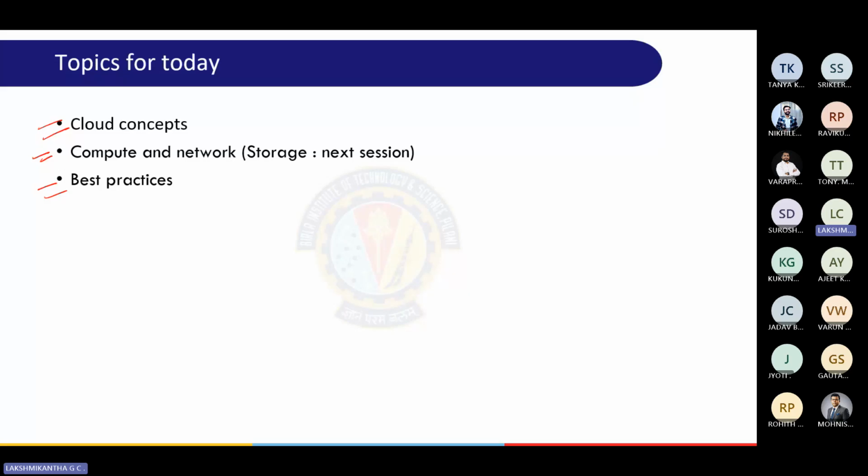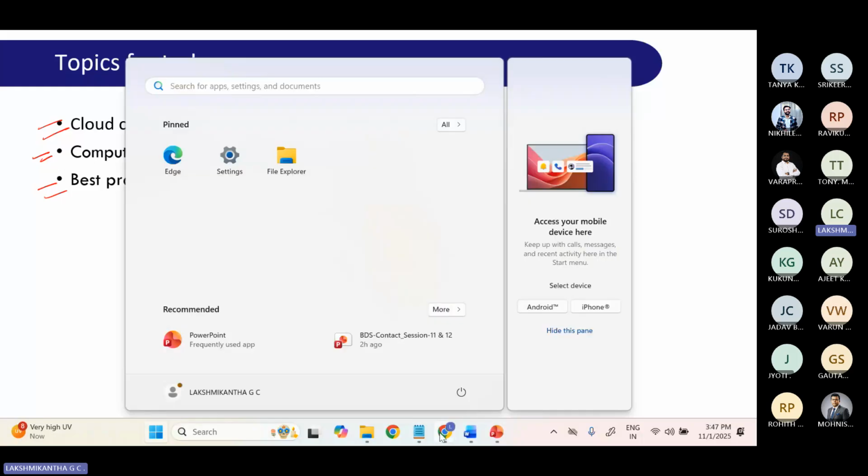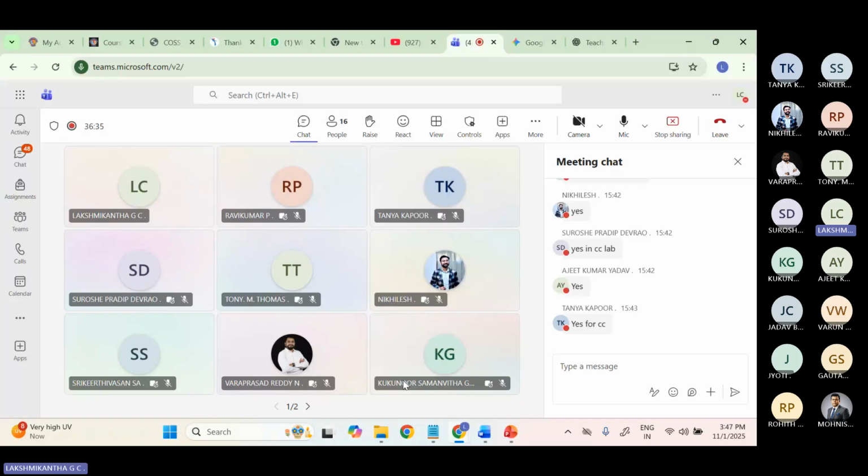So guys, let's start with the most basic yet most important part of our discussion, that is the formal definition of cloud computing. Let me see your chat box, guys. What exactly do we mean by cloud computing? I think you have already learned this definition, right? What do you mean by cloud computing, guys? Any standard definition you know, please type in the chat box.